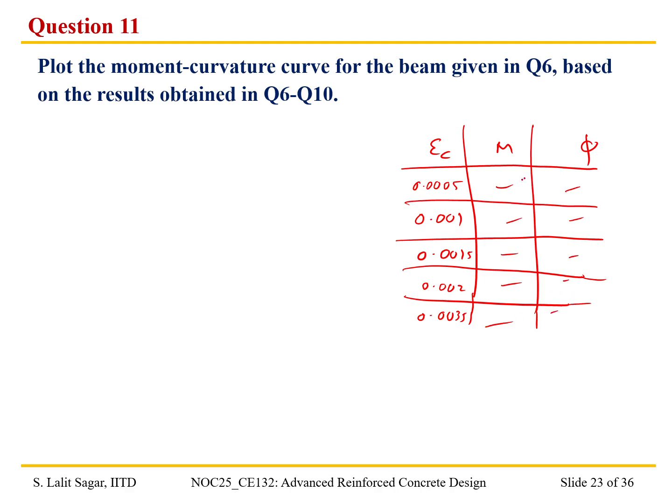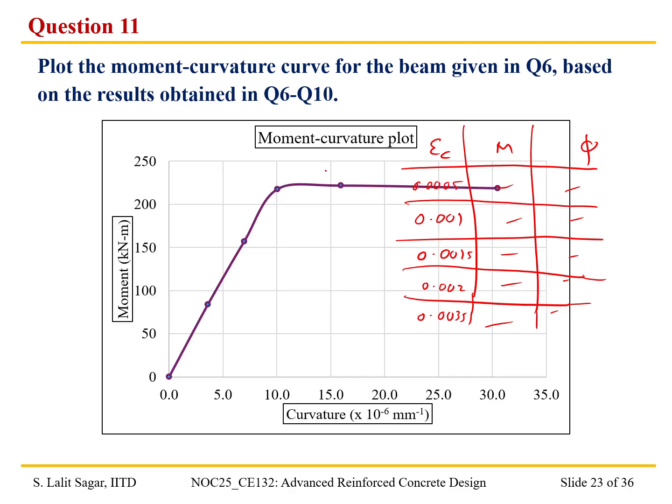Now we are going to plot the moment curvature curve, and this is how it is going to look like. The curvature is represented as into 10 to the power minus 6 on the x-axis and moment on the y-axis, we obtain the moment curvature plot. So using this plot, we can see that the moment curvature plot is linear up to a curvature value of 10 to the power minus 5 approximately.